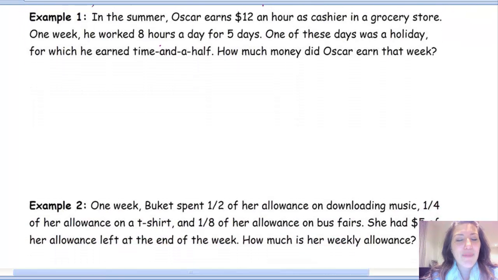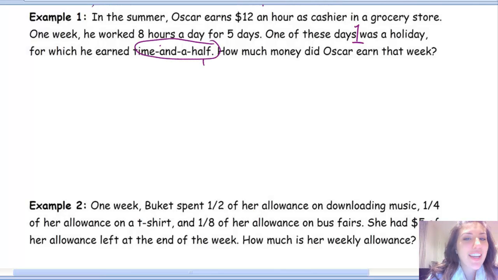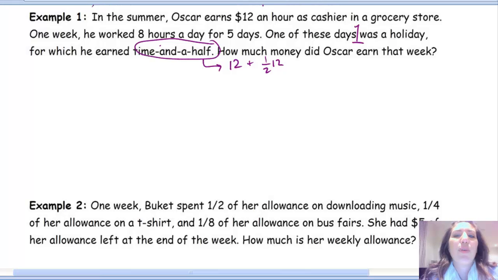All right, in the summer, Oscar earns $12 an hour as a cashier in a grocery store. One week, he worked 8 hours a day for 5 days. Of these days, one was a holiday, for which he earned time and a half. How much money did Oscar earn that week? So time and a half, let's define this for a second here. Time and a half means that he made $12 plus half of 12. So what's half of 12? 12 divided by 2, $12 plus 6. So half of 12 is 6. So he earned $18 for that one day, $18 an hour.